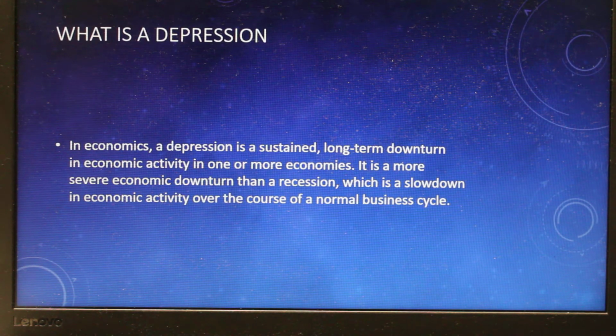Now what's a depression? In terms of economics, a depression is a sustained and long-term downturn in economic activity in one or more economies. It is a more severe economic downturn than a recession, which is a slowing down in economic activity over the course of the normal business cycle. So a prolonged recession is a depression. A recession normally is 2 quarters, so anything over 2 quarters of negative growth will be a depression.